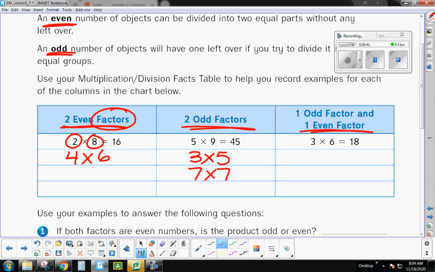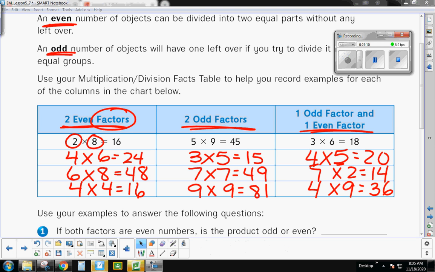And then in this last column, you're going to do multiplication facts with 1 odd and 1 even. So they gave you 3 times 6 as an example. Maybe you could do 4 times 5. You know, as long as you have 1 even and 1 odd. All right, go ahead and pause the video, come up with as many as you can, but you're also going to need to answer them as well and make sure you have the correct answer. Okay, go ahead and do that.